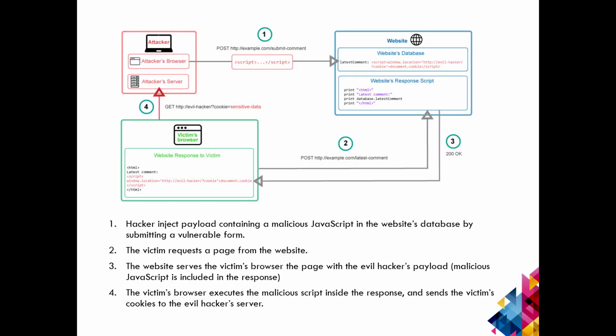So this is the persistent type. Persistent means that the hacker injects a payload containing malicious JavaScript into the website database by submitting a vulnerable form. See number one: inside the script tag, they put the malicious code. And then the victim requests a page from the website. See number two here.